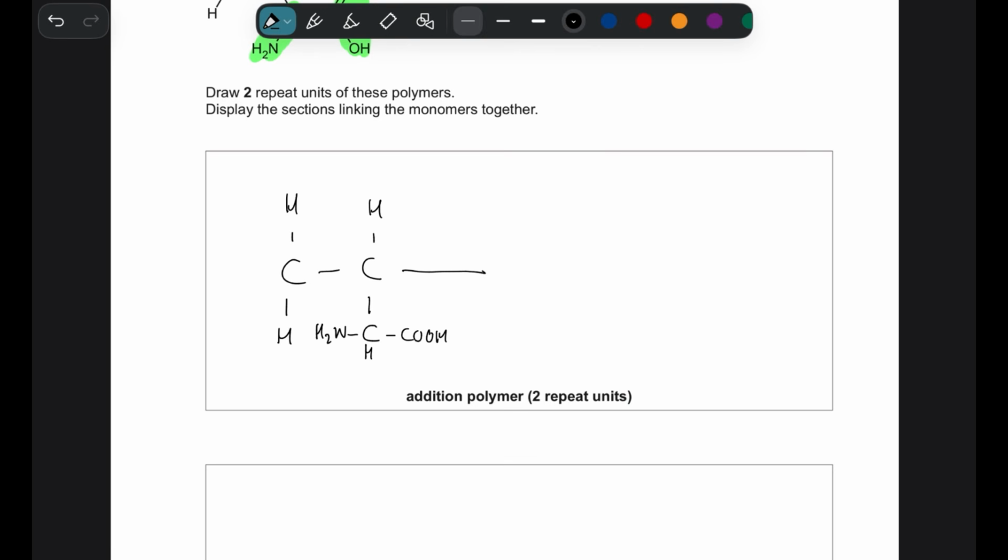Fine. And then we're just going to repeat that again. So that's completely fine to draw. It doesn't look pretty, I'll tell you that much. Definitely doesn't look pretty, but we just need to focus on getting things in the right places to get the marks. And then don't forget your end bonds as well.